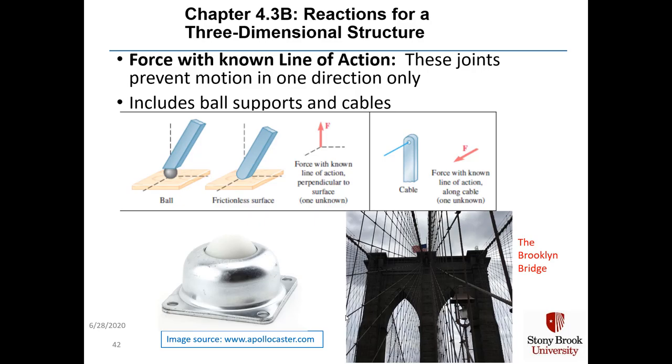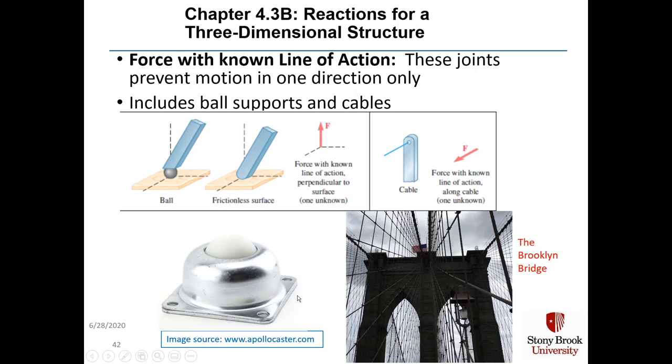They include cables. Whether a cable's in 2D space or in 3D space, there's still only a force with one known line of action. On the right is a picture I took on a cloudy day of the Brooklyn Bridge, walking near one of the pillars. You do get this unusual view of all the cables that are holding up the bridge, but each one of these lines is a cable, and the force in that cable is just acting along the dimension of the cable.